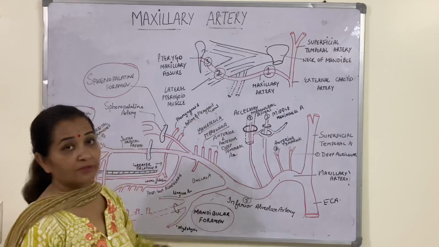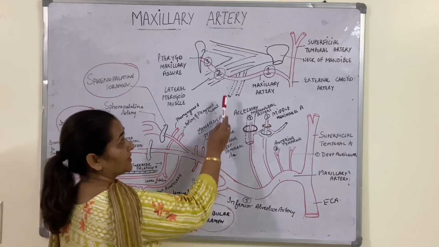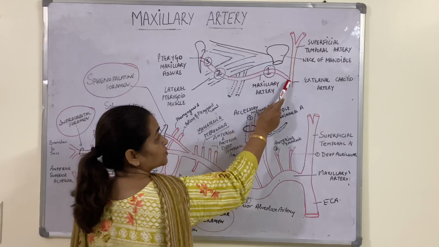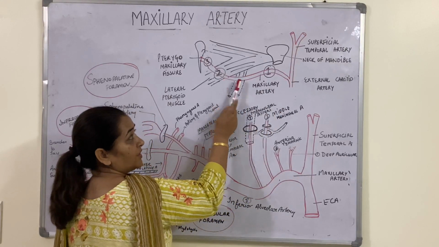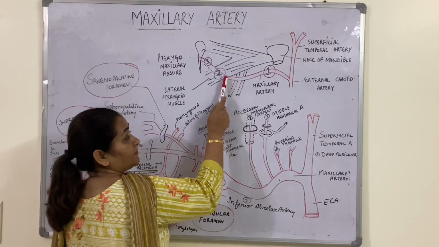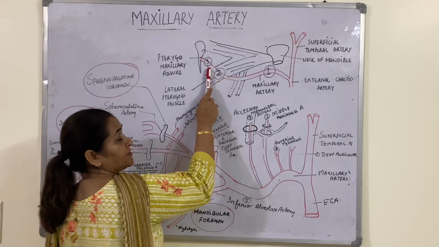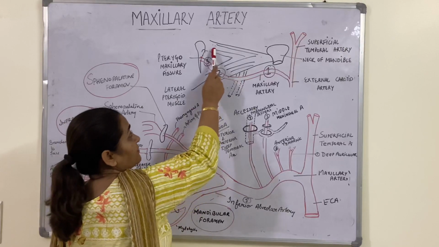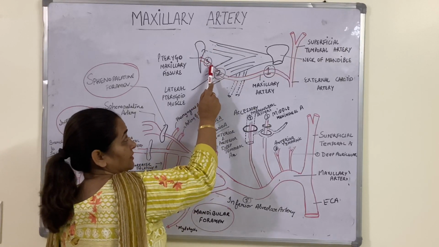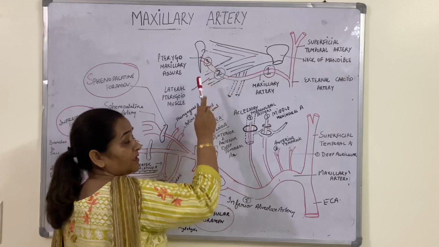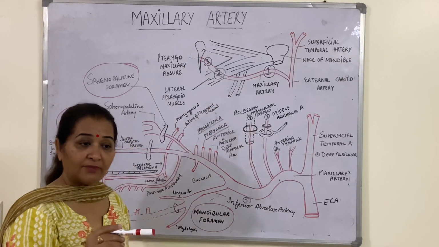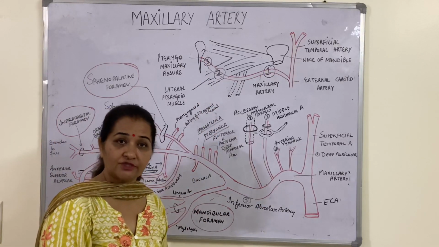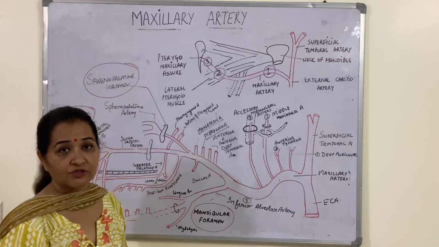Now for description purposes, we divide the artery into three parts. The first part is from its origin to the lower border of the lateral pterygoid. The part which is running in relation to the lateral pterygoid is the second part. Then the part which is lying between the two heads of the lateral pterygoid is the third part, and from there the artery passes to the pterygomaxillary fissure and enters into the pterygopalatine fossa.